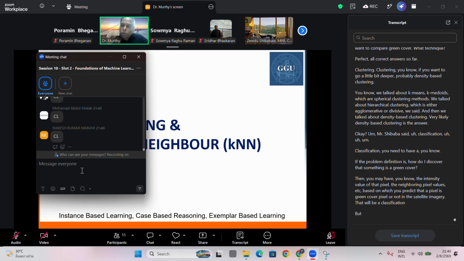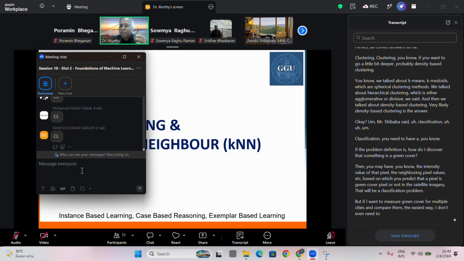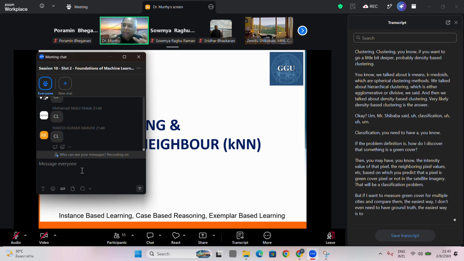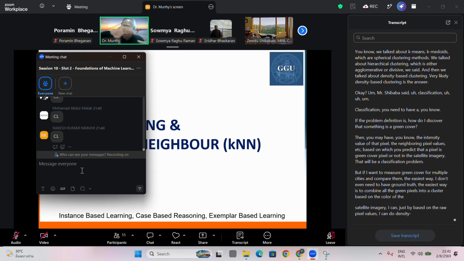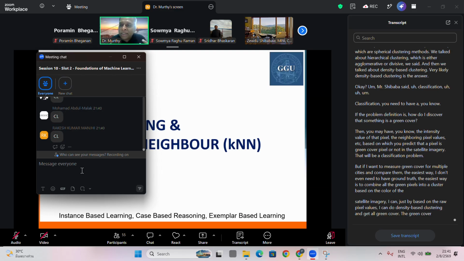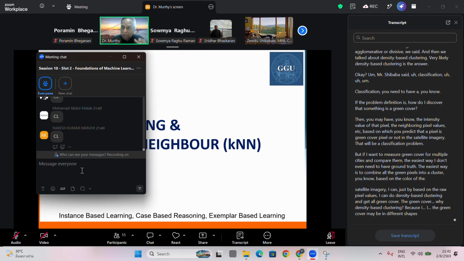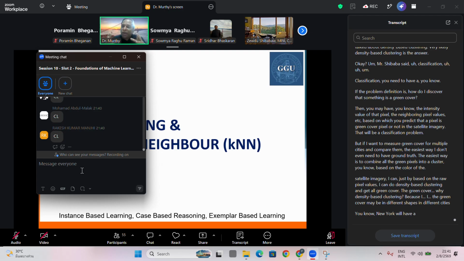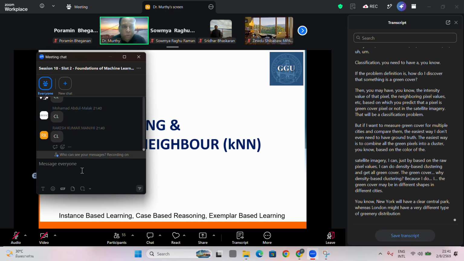But if I want to measure green cover for multiple cities and compare them, the easiest way, I don't even need to have ground truth. The easiest way is to combine all the green pixels into a cluster. Based on the color of the satellite imagery, just based on the raw pixel values, I can do density based clustering and get all the green cover. Why density based clustering? Because the green cover may be in different shapes in different cities. New York will have a clear Central Park, whereas London might have a very different type of greenery distribution. Tokyo might have a different one, and so on.